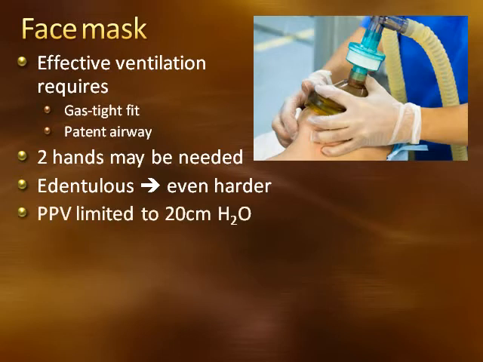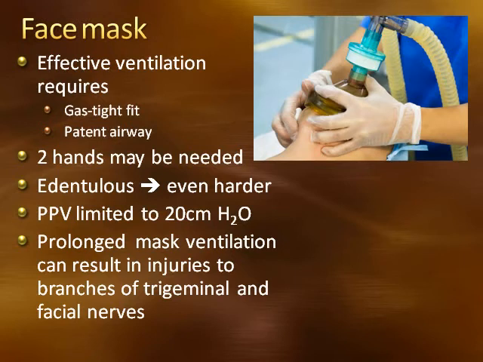Positive pressure ventilation should normally be limited to 20 centimeters of water to avoid stomach inflation. Mask ventilation for long periods may result in pressure injury to branches of the trigeminal or facial nerves. If the face mask and mask straps are used for extended periods, the position should be regularly changed to prevent injury. Care should be used to avoid pressure on the eye, and the eye should be taped shut to minimize the risk of a corneal abrasion.